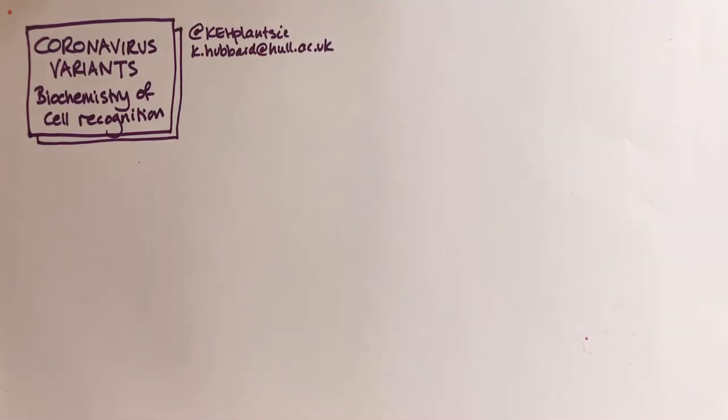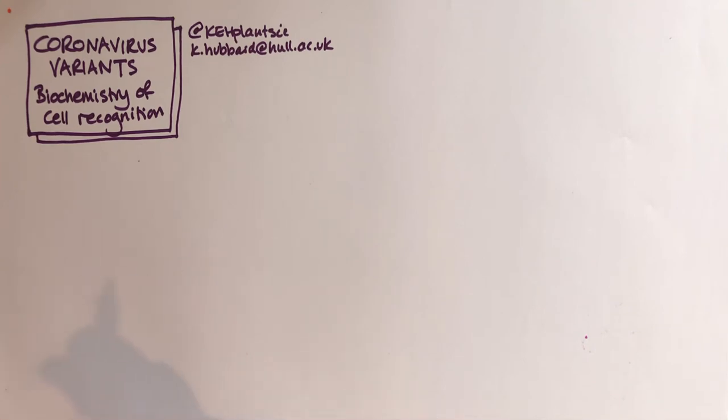So in this video, we're going to be thinking about the coronavirus and some of the new variants that you might have heard about in the news. And we're going to be thinking about that in terms of what that means for the biochemistry of what's going on with our viruses. So what we're fundamentally talking about at the moment is a process of cellular recognition.